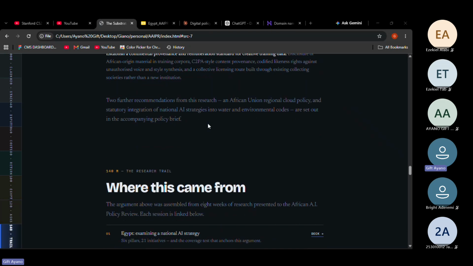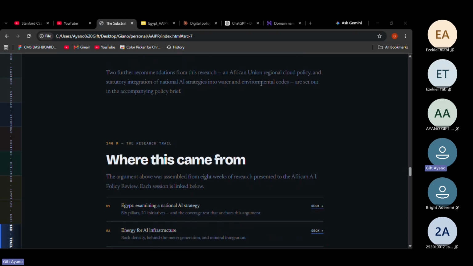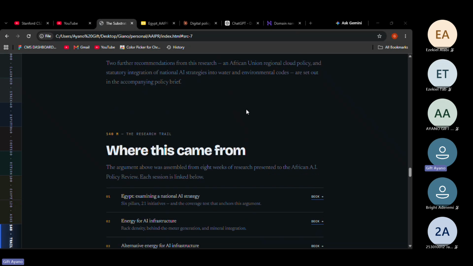So two further recommendations are making a regional cloud policy. I talked about this as a recommendation that the EU should implement a regional cloud policy, and also statutory integration of national health strategy into water and environmental codes, meaning they should address how water and our environment are being depleted in forms of this.